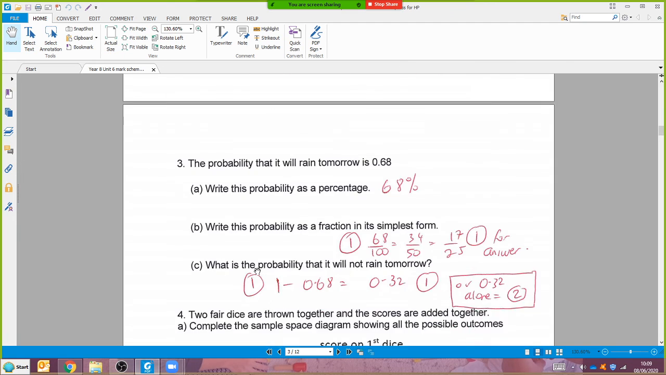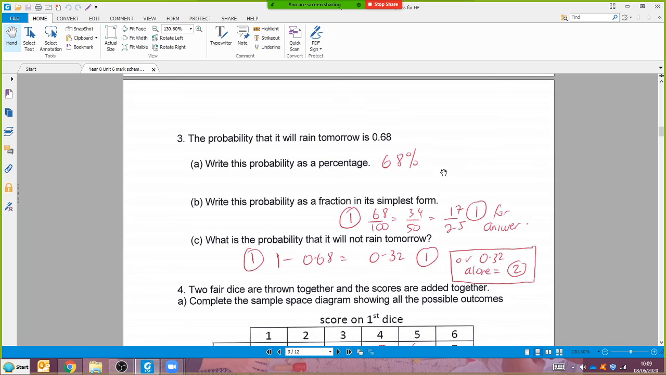This was very well done. What's the probability as a percentage? Well, 0.68. By this point, you should realise, wait a minute, none of the probabilities are greater than 1. So you could have gone back to question 1 and maybe fixed your work a little bit. So write this as a percent. Well, that's 68%. Now write it as a fraction and simplify it all the way. So 68 out of 100, which is 17 out of 25 for the 2 marks.